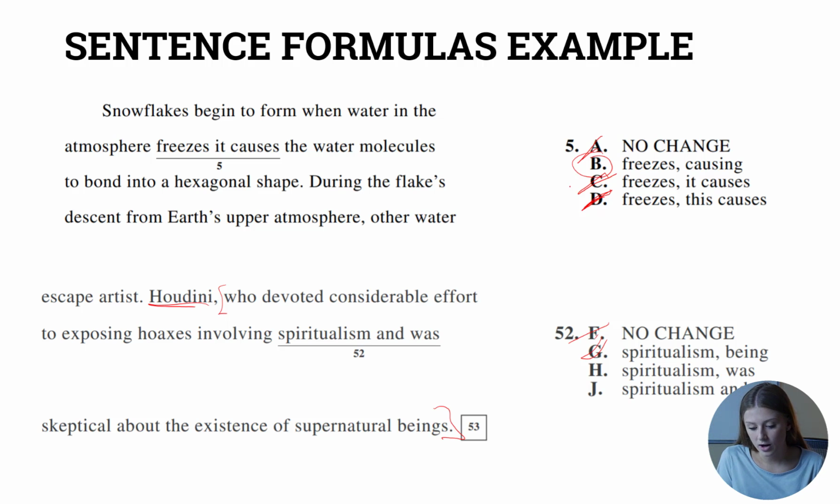H: Houdini, who devoted considerable effort to exposing hoaxes involving spiritualism, was skeptical about the existence of supernatural beings. That works because was gives us a main verb, so we have a subject and a verb, and then who devoted considerable effort to exposing hoaxes involving spiritualism is a dependent clause that is isolated by commas. Let's still look at J. Houdini, who devoted considerable effort to exposing hoaxes involving spiritualism and skeptical about the existence of supernatural beings, that still won't give us a main verb to make it a complete sentence, so we're going to go with H.